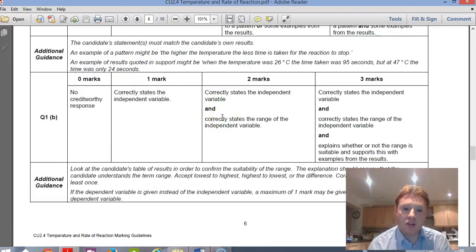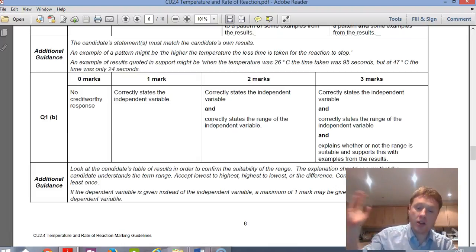Then you've got to give the range. So the range is the lowest value to the highest value. So you pick the lowest value of your temperature and the highest value of your temperature, or any independent variable. And then you've got to explain whether it supports it or not. Also you need to make sure you include the units. So when you are giving the independent variable, say the temperature, include the units for the temperature. In this case, it is 10 degrees Celsius to 100 degrees Celsius, for example. If you don't use the units, you won't get the mark for the independent variable.